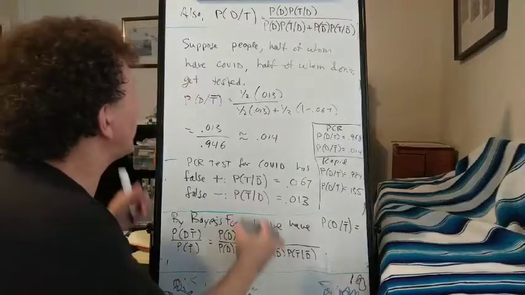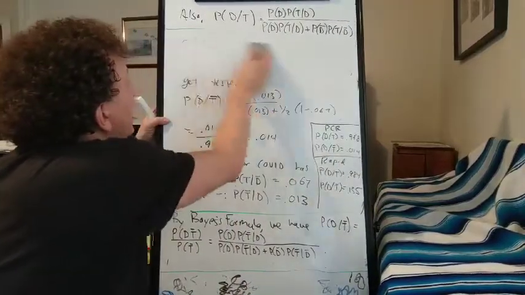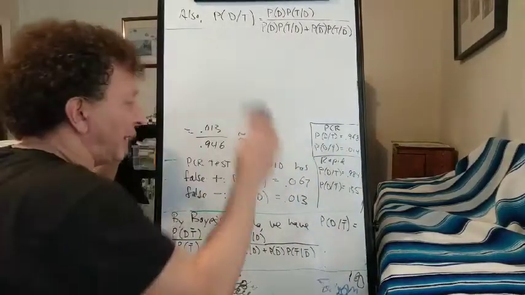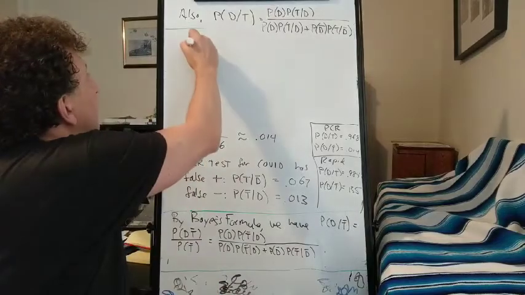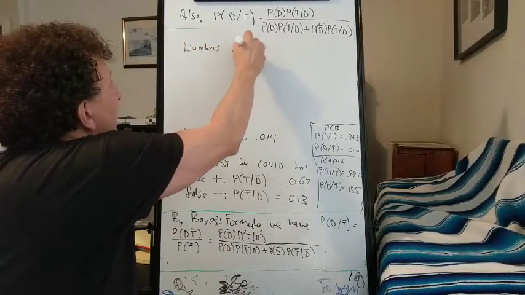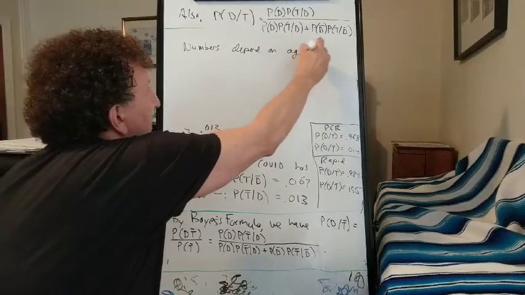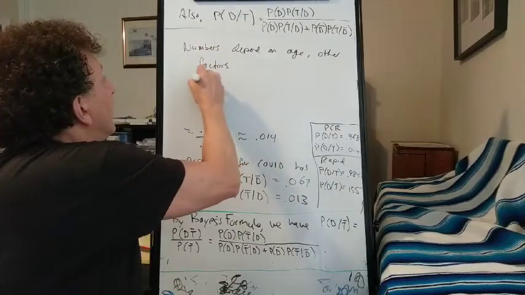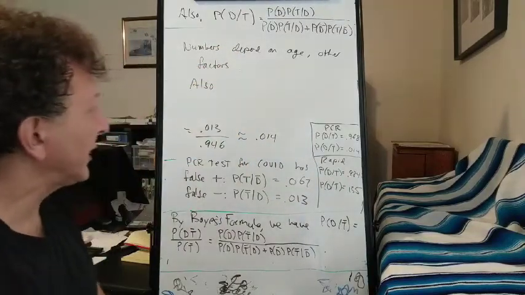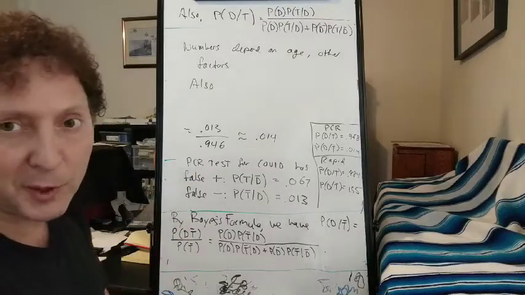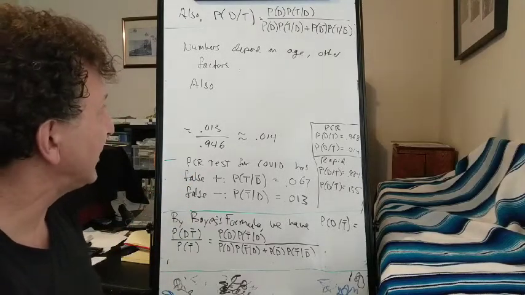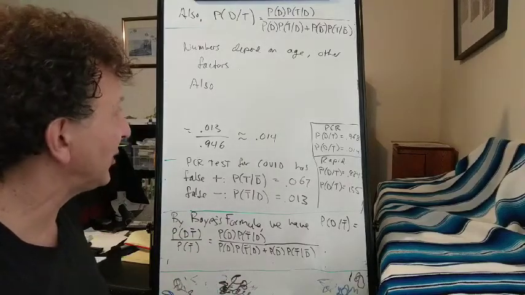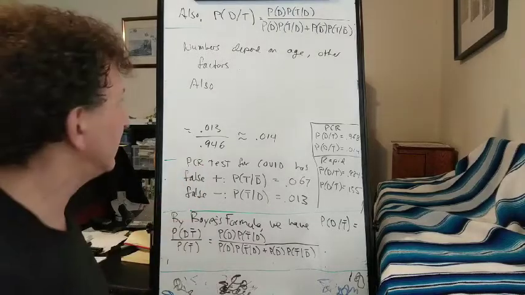Now, having said that, I want to add a couple more warnings. From what I read on the internet, it looks like the numbers depend on age, and maybe other factors. Also, from what I read, it looks like if you're exposed to somebody with COVID and you don't have any symptoms and you get tested only 1 or 2 days afterward, the amount of virus in your system won't be enough to trigger the test.